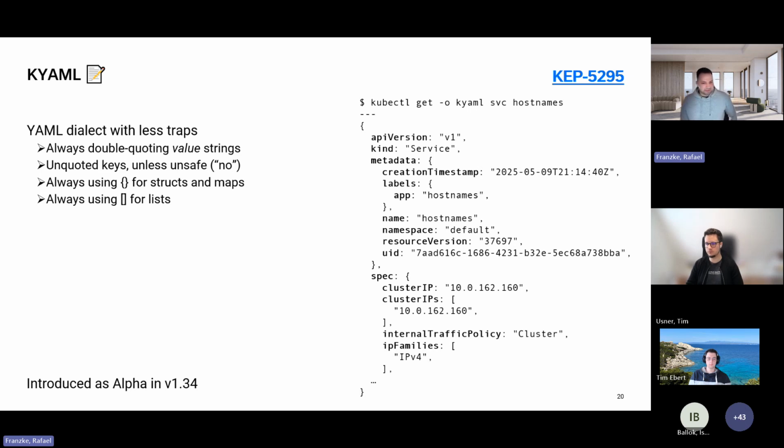As a reminder, here's an example on the right. The special things here are, for example, that the value strings are always double quoted, that the keys have no quotes, that you always use these curly braces for the structs and for the maps, and the regular brackets for the lists. And you have this comma always at the end. So the goal here was to make the whole language a bit easier for the users, because YAML is hard and chased as well, apparently.